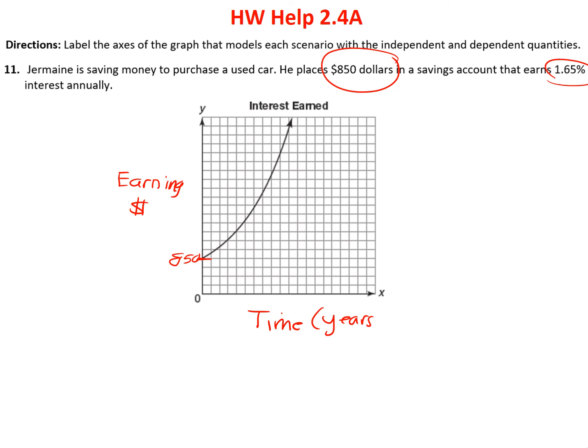I might say here I would actually have named this not interest earned, because interest earned would have actually started at 0. Here is the amount saved, because he starts with $850 and then it goes up.